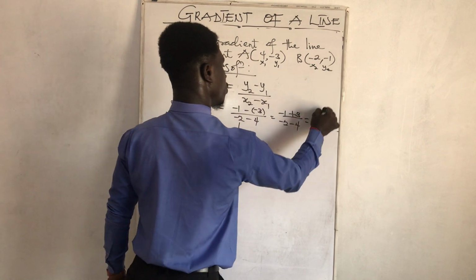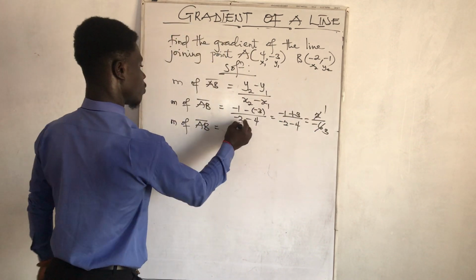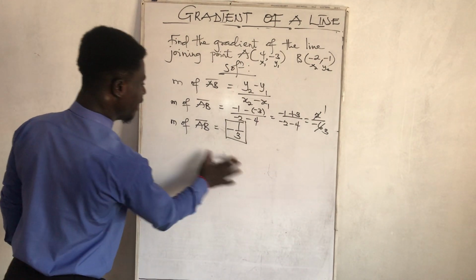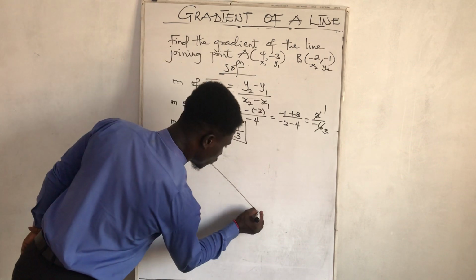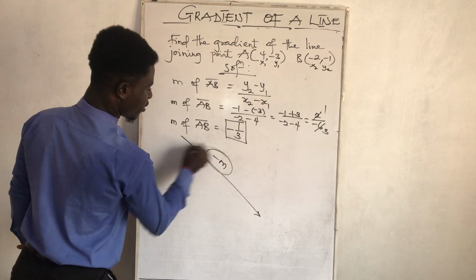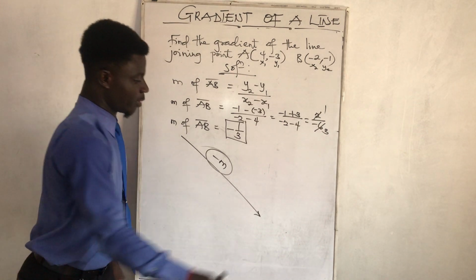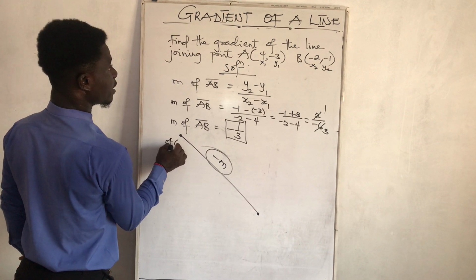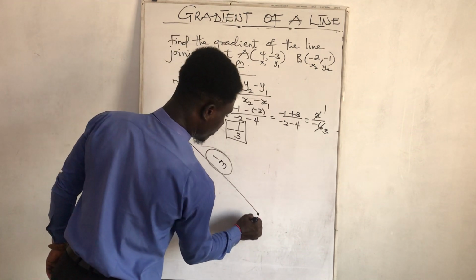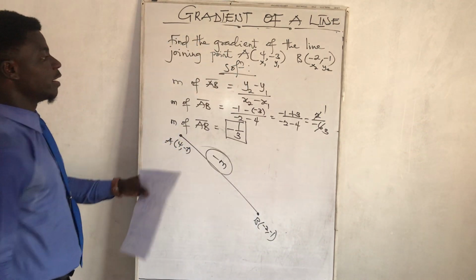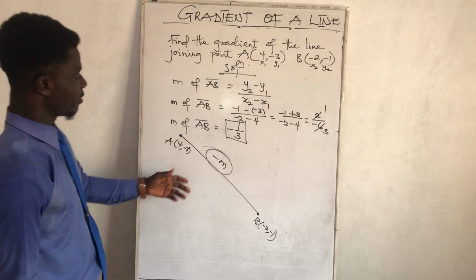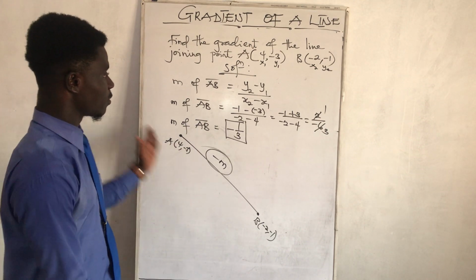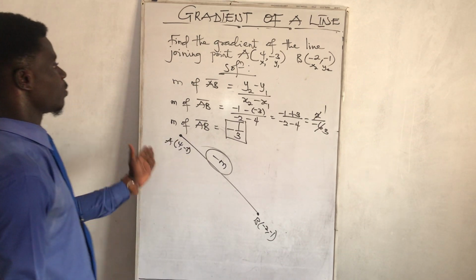So I can say that the gradient of line AB is equal to -1/3, because 2 goes into itself 1, then into 6, 3. So now we have a negative gradient. Then that means the linear graph will be decreasing. So this will be the line, with point A(4, -3) and point B(-2, -1). It will be a decreasing function.